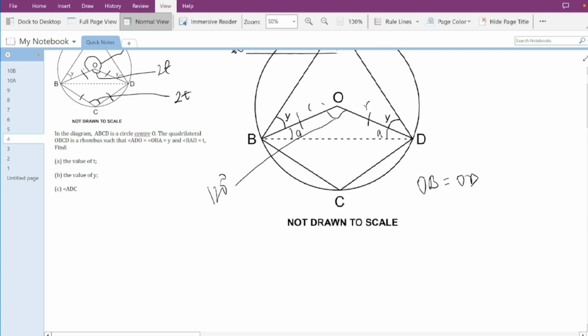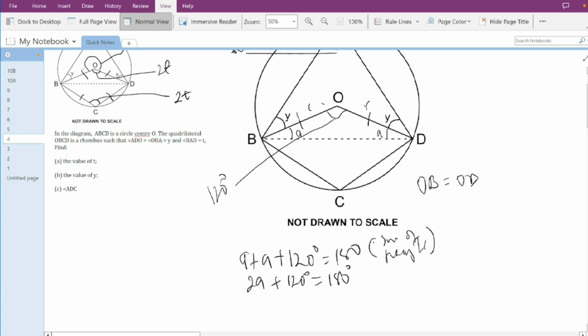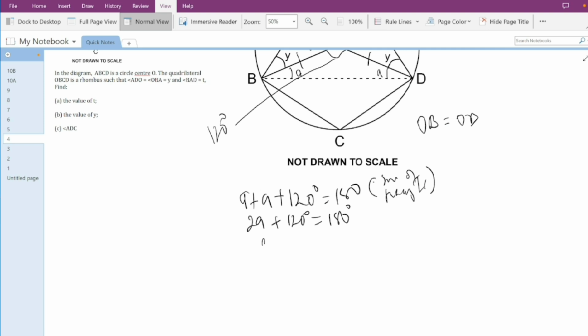So we have A plus A plus 120 degrees equals 180, that's the sum of angles in a triangle. So 2A plus 120 degrees equals 180 degrees. Since we're looking for the value of A, 2A equals 180 minus 120 degrees. Taking the plus 120 over the equals sign, it becomes minus 120. We have 2A equals 180 minus 120, which is 60 degrees.